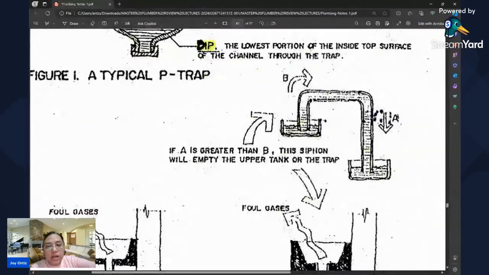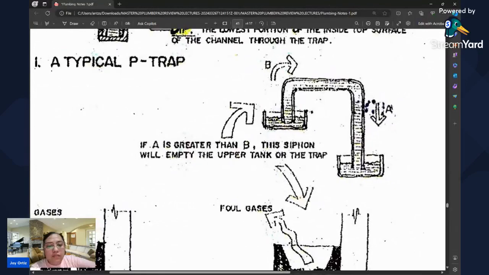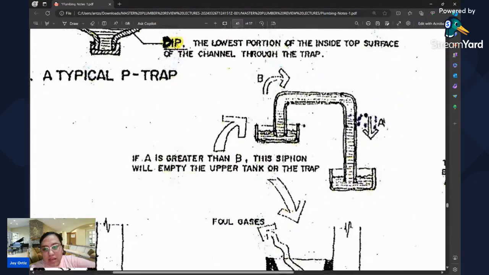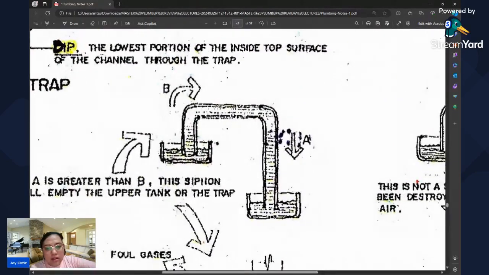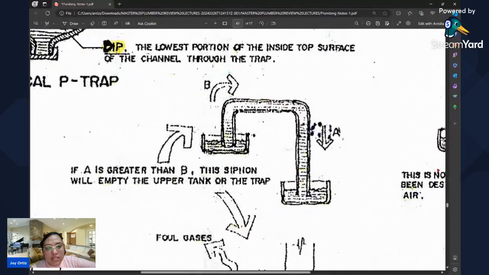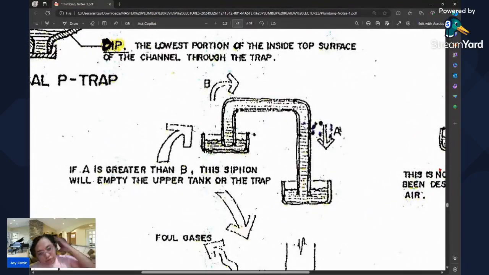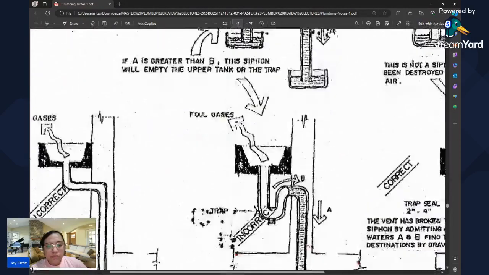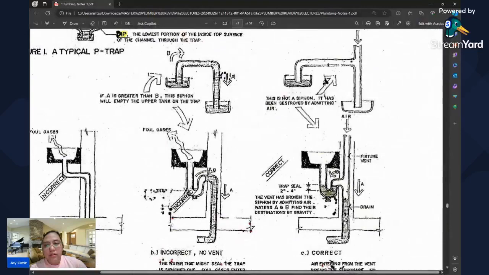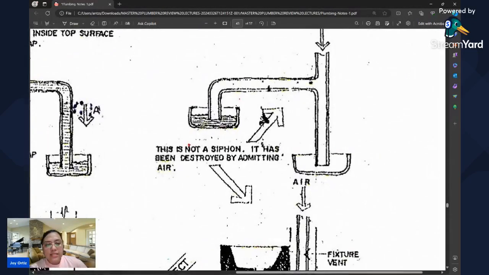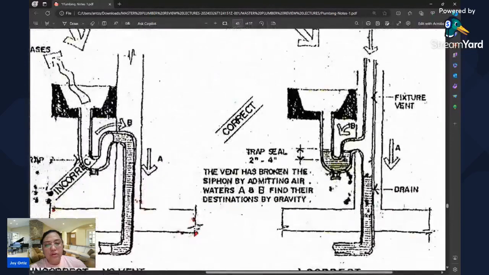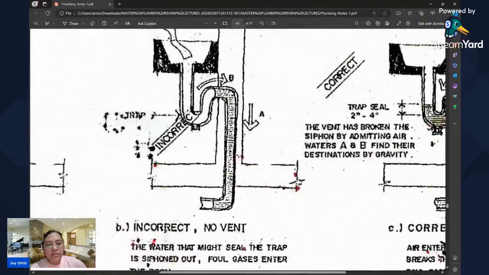Okay, so here, this is the A, itong part na to. If A is greater than B, this siphon will empty the upper tank of the trap. Then, this is not a siphon. It has been destroyed by admitting air. Okay, good. Ito, and this is the correct one.